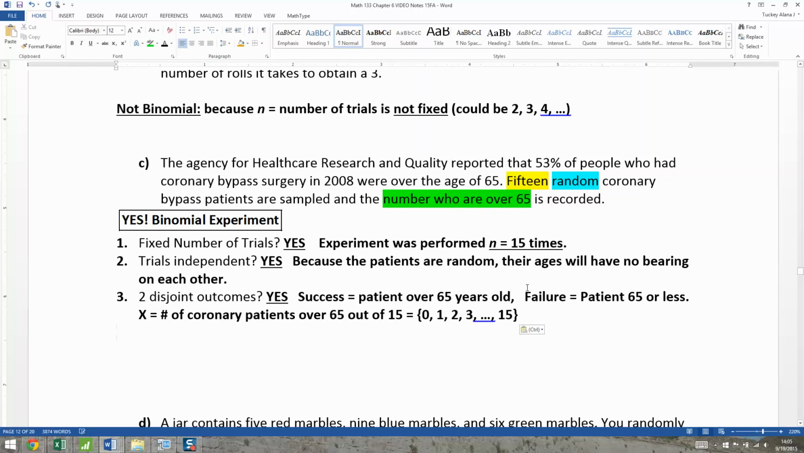And that means that success is over 65, then failure is 65 or less, right? And then X would be, because we have to convert that qualitative idea of success and failure into a number, the number of coronary bypass patients who are over 65 out of the 15 patients total. And I was not going to write all these numbers out, so this is when you put in an ellipsis, dot, dot, dot. It's implied that it just keeps going and going and going like that.